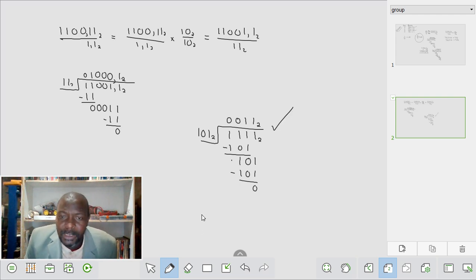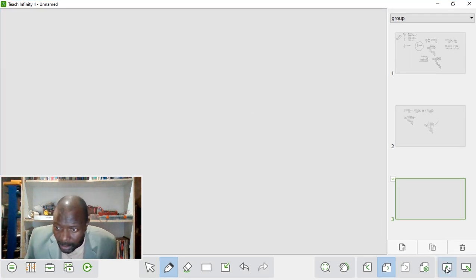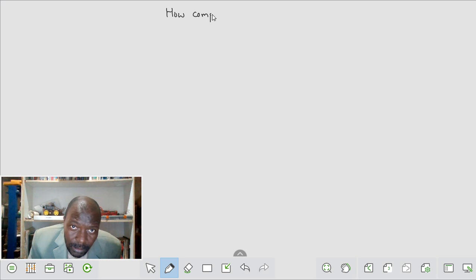Now what I would like to do, just like we did with the multiplier, I would like now to look at how the computer does this. So what will we do? We'll go and say, okay, let me have another page and say how computer divides, and then we'll take you through the steps.